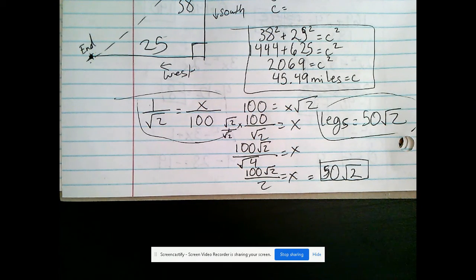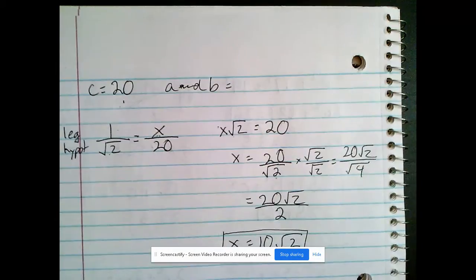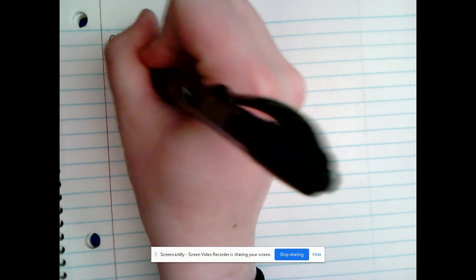Okay. So now we're going to move on to the last problem of this lesson. In the last problem, they gave us the legs and we need to find the hypotenuse. They gave us our A and B, which are both 100. So we're actually going to solve this two different ways. We're going to solve it using our ratio, and then we're going to solve it using Pythagorean theorem. We're going to start off by using Pythagorean theorem.